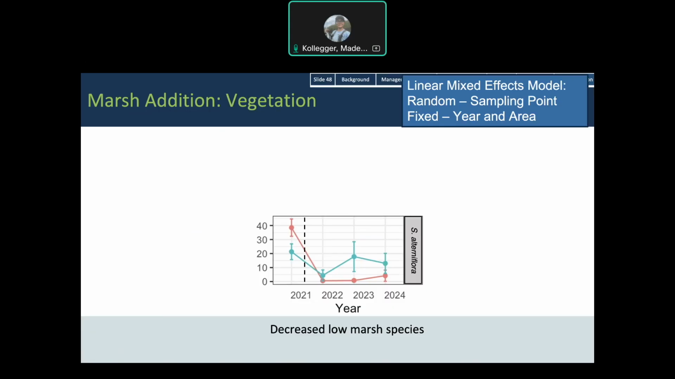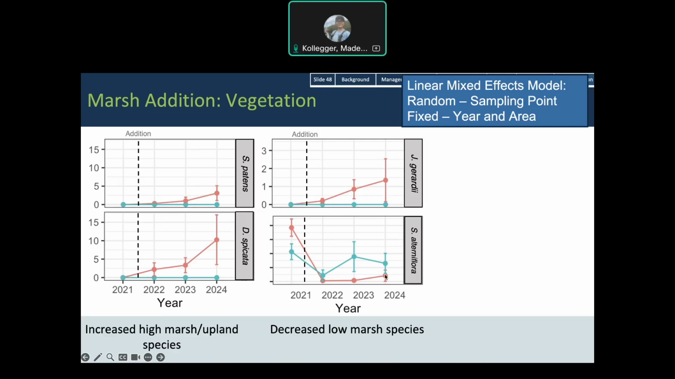And what that looks like for specific species is that we see a decrease in our low marsh species, which makes sense because we are elevating it. So it's not the same habitat where they can thrive. You can see a decrease in Spartina alterniflora through time, and that's our low marsh species. In terms of high marsh and upland species, we see an increase of those through time, which makes sense because we've created habitat that is high marsh and upland.